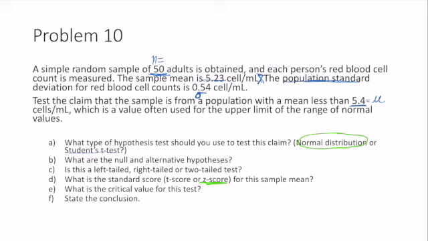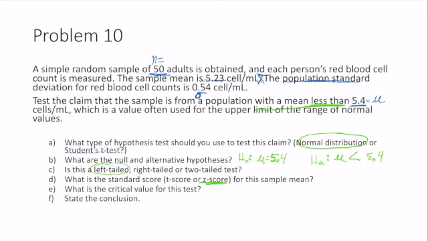What are my null and alternate hypotheses? So my null hypothesis is always going to be that there's no difference from the claimed value. So it's always going to have an equal sign. My alternate hypothesis is going to be that the mean is less than, greater than, or not equal to our claimed value. So let's figure out which one we're going to have. We want to test the claim that our sample is from a population with a mean less than 5.4. Less than 5.4. That means we're using a left-tailed test.